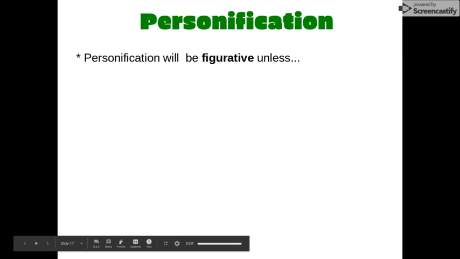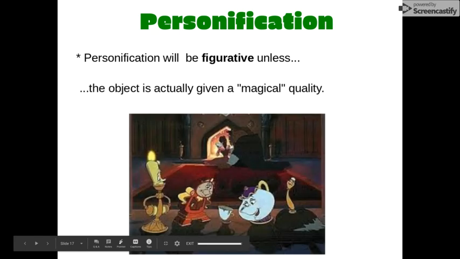Well, personification will be figurative, where you're just being creative, unless the author actually intends to give the object a magical human quality. So, for instance, if you've seen Beauty and the Beast, you know that these objects actually have some magical human quality in the movie. So, there, the author or screenwriter actually intended for the objects to have a magical human quality. So, there, it's not intended to be figurative. It's a magical quality that's meant to be taken literally.